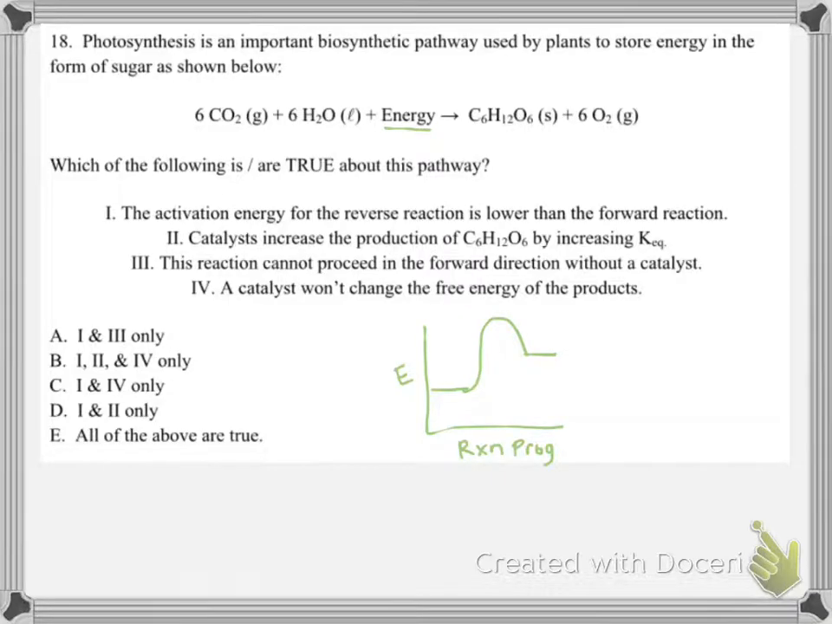Okay. So looking at this diagram, going forward, we have this big mountain to go over. And going in the reverse direction, there's still a hump, but it's not as big. Okay, so I would say that the first answer is true. And then the second option says catalysts increase the production of C6H12O6 by increasing Keq.